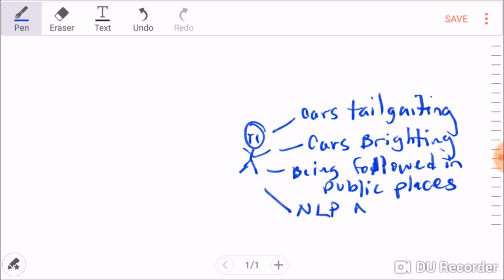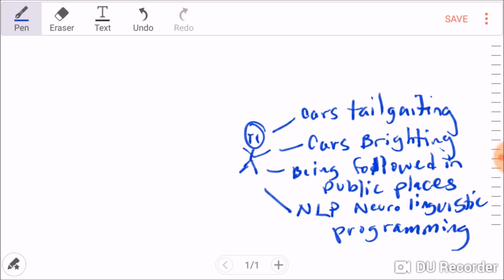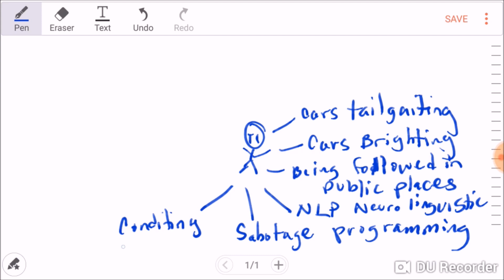And then they also use NLP tactics, neuro-linguistic programming. You can look at what that is. It's basically feeding you information for programming. So they dedicate a lot of time doing that as well. Another thing they also do is sabotage. So they want to make you look bad in front of your friends, your co-workers. And they also condition you, or they sensitize you to certain stimuli. And they dedicate a lot of time doing this to further harassment.